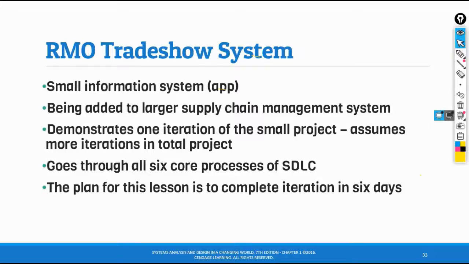So we will organize our sample project, the RMO trade show system, into several iterations. Our plan for the first iteration is to have it finished in just 6 days. So our primary objective is to introduce the concepts and techniques of the 6 core processes.